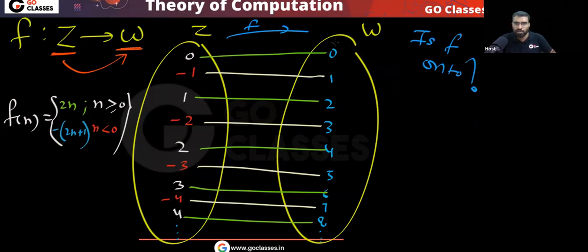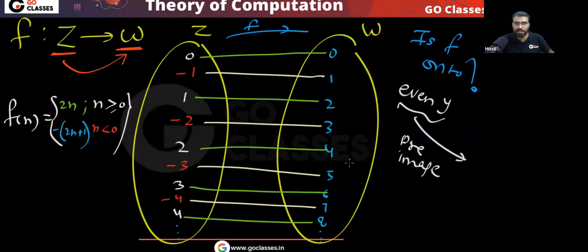Is f onto? Can you say for every element there is a preimage? Yes. For example, if you take an even number, what will be the preimage? If you take an even y from W, then the preimage will be y by 2. You can just simply see, if you take even y, the preimage will be y by 2.